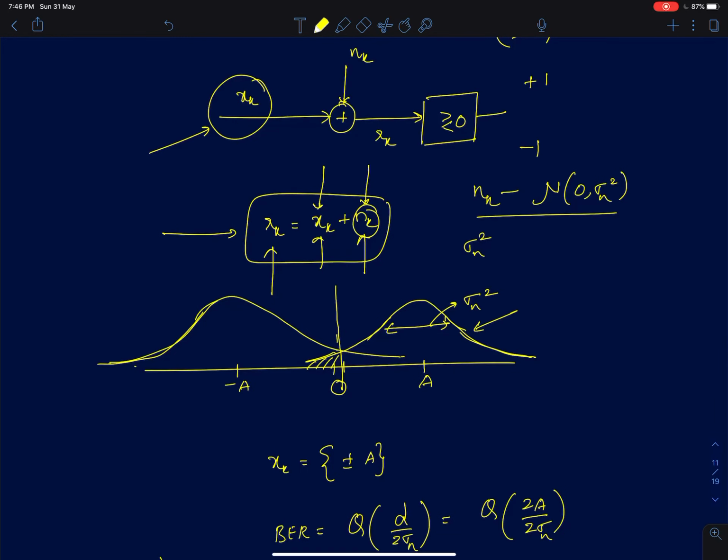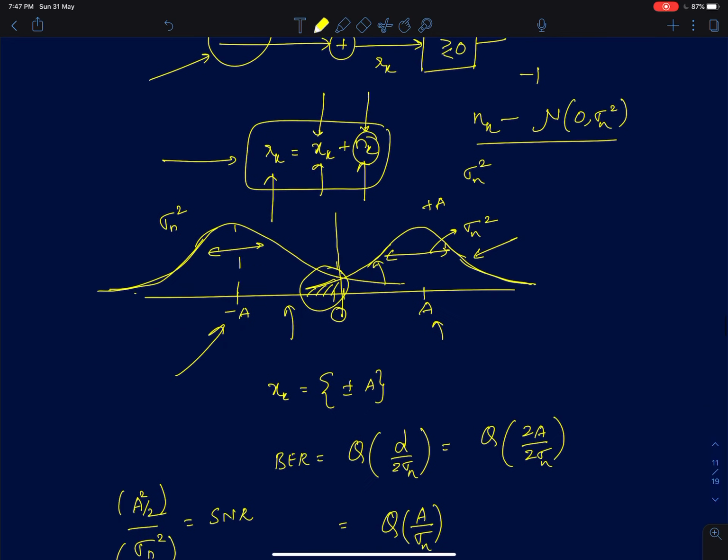Whenever xk is plus a, you will get a Gaussian random variable with mean a, and the variance will be the same as the noise variance, sigma n square. Similarly, if you are transmitting minus a, rk will be a Gaussian random variable with mean minus a and a variance given by sigma n square. This is a standard problem. We have already solved this. How do you find the probability of error? Given that I am transmitting plus a, what is the probability that I am going to receive minus a? That is simply the area under this graph, which is the tail probability. So I should just take this function and integrate it.